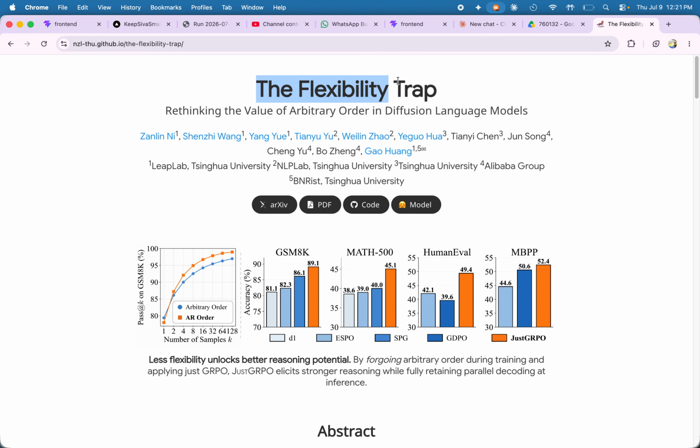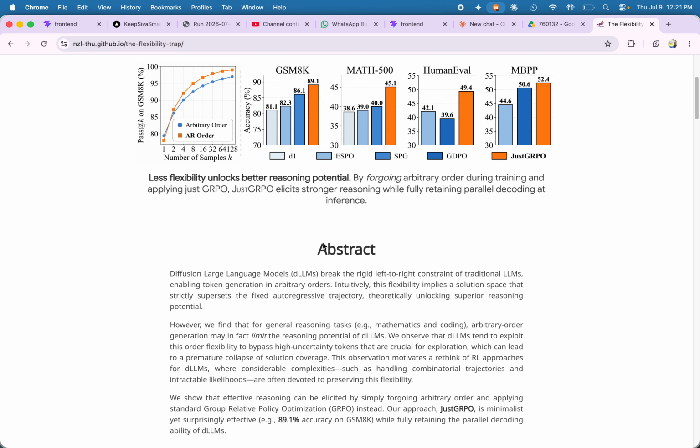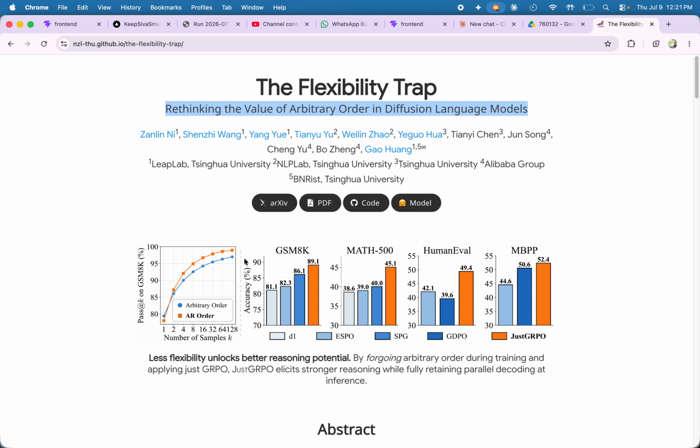So this is the original paper they developed: The Flexibility Trap, Rethinking the Value of Arbitrary Order in Diffusion Language Models. So basically here we are rethinking the order, right? During the RL, we are forcing the model to predict left to right. So that's the title. These are the metrics when they benchmarked it against different ones. GSM8K, MATH, HumanEval, MBPP, these are all the different benchmark datasets that they use.